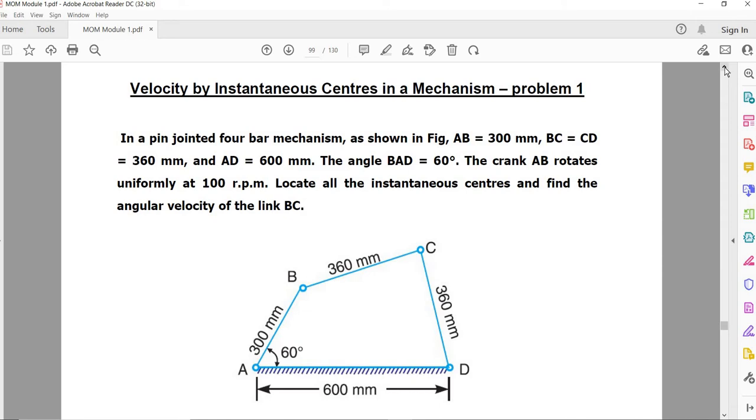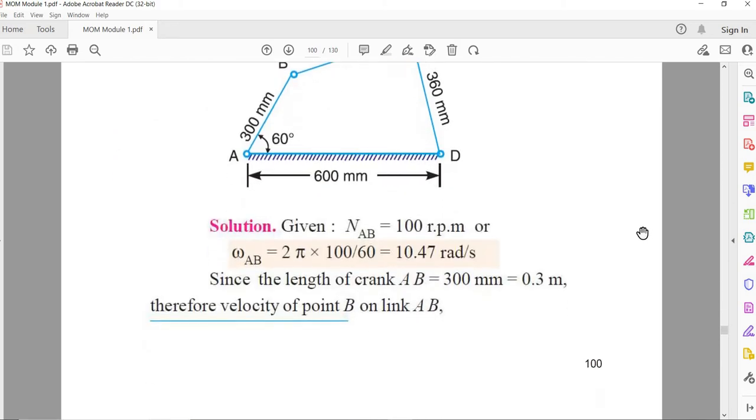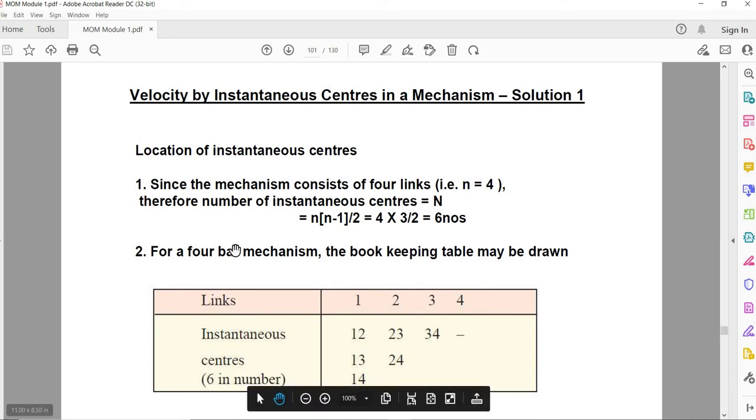So now we know all the dimensions. First we have to prepare the table diagram. For that we want to find out the total number of instant centers. We can locate the total number of instant centers by using the formula N equal to n into n minus 1 by 2, which is equal to 6. Then we will prepare the table diagram like this.